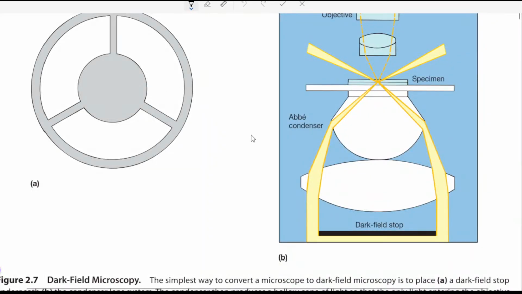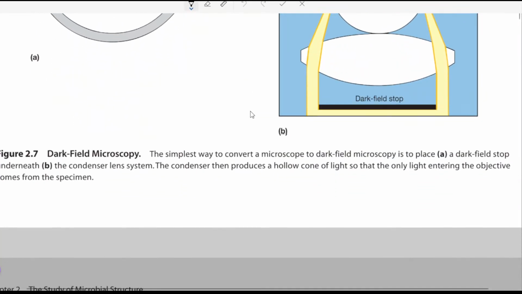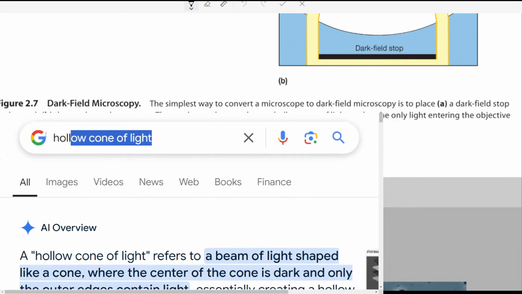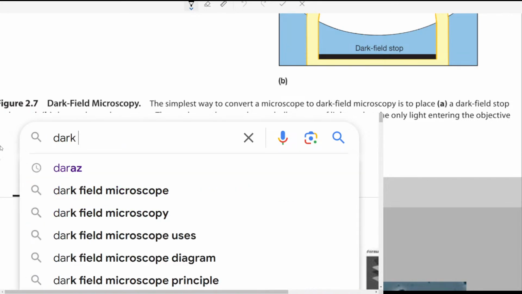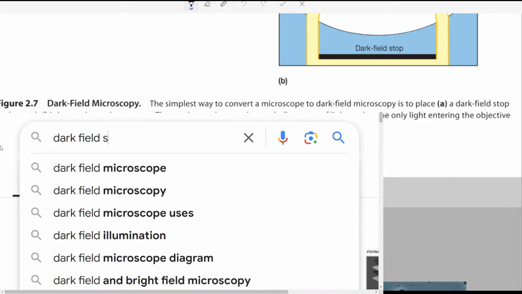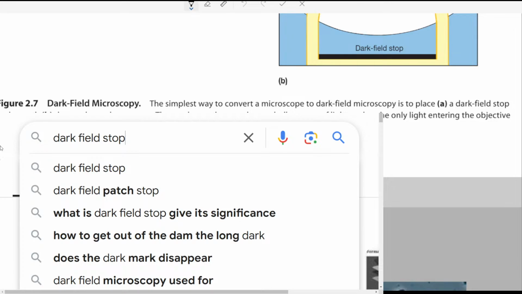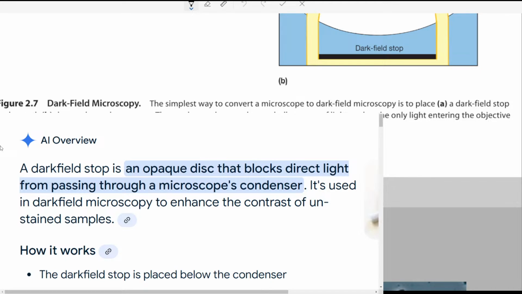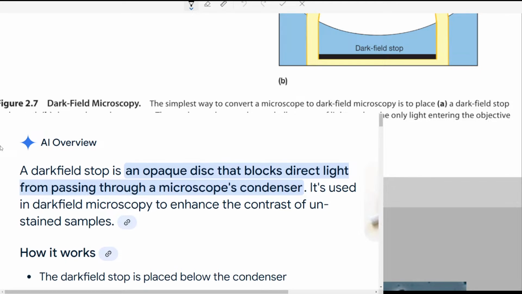But what is this thing? A wheel-like thing. Don't think we need it. A dark field stop. No. Why am I passing through it? We need to know what this is. Dark field stop. An opaque disc that blocks the direct light from passing through the microscope condenser.